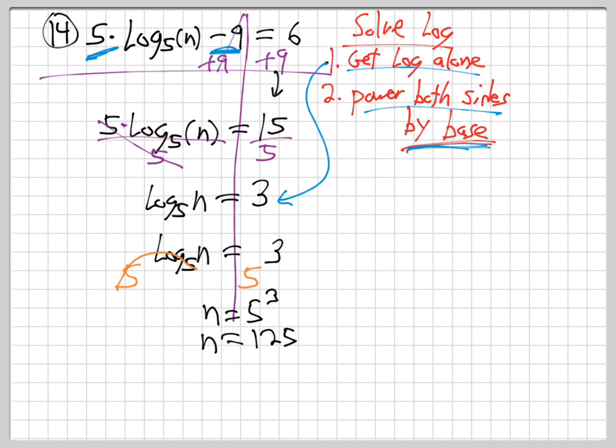So step 1, get the log alone, and then power both sides by the base. So it's just like what we did for exponentials, right? When x was in a power, we would get the base to the power alone and then natural log both sides. Now we get the log alone and power both sides by whatever the base is. All right, these are kind of the same once you see them.